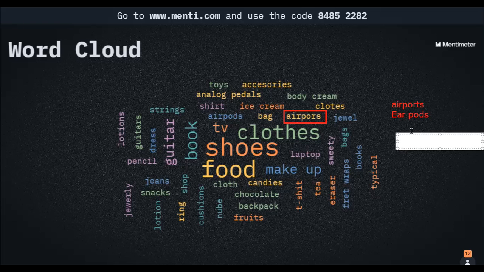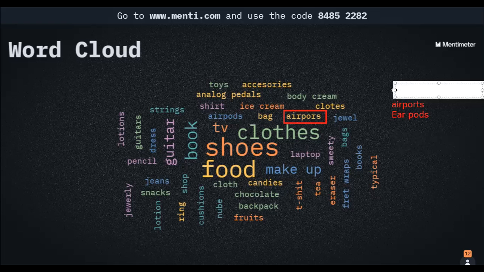Then we have, what else? Jewelry, very good, jeans, snacks, dress, pencil, guitar, lotions, perfumes, I guess. And then we have makeup, nice. Jewelry, maybe? Body cream, okay. Or body lotion, maybe? Lotion, I mean, quiere decir cremas, serían body lotions.